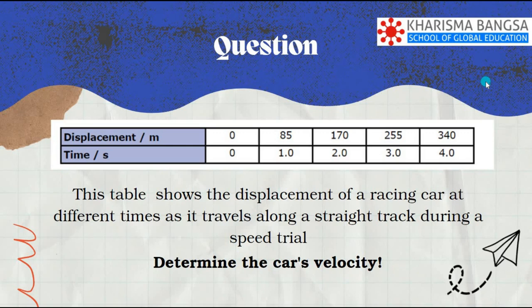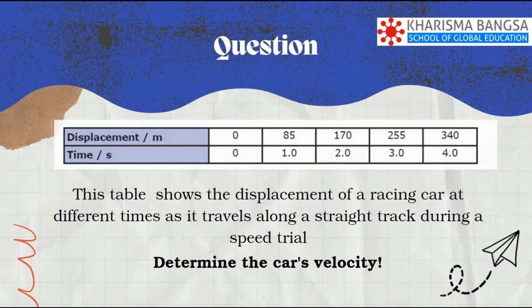Okay, let me continue. Here is the second problem. You are given a table containing displacement depending on time. So, what is the velocity of the car during the speed trial? You can pause this video if you want to solve it. Okay, if you are done, let me show you the solution.